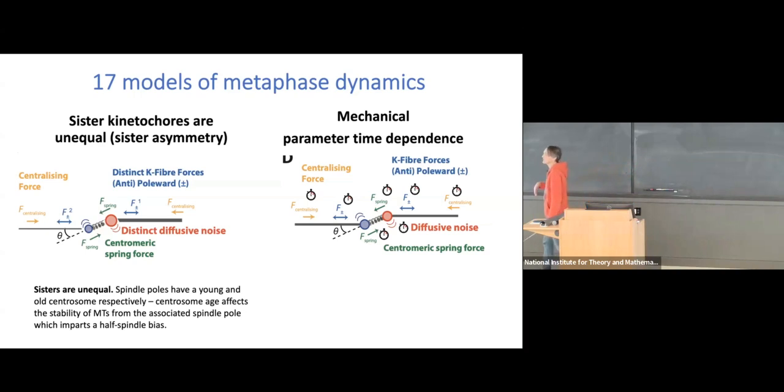Okay, so we took that model and we said, well, there must be more information than this simple model. And we looked at 17 different models. One of the things we looked at was time homogeneity, adding time dependence to all these parameters. I'm not going to talk about that. I thought I'd just talk about this bit here, whether you ask whether sisters are equal. Okay, are they dynamically equal? So one of the things we said is, well, maybe the K fibers are different. Maybe their strengths are different. Or maybe the noise, the diffusion is different.